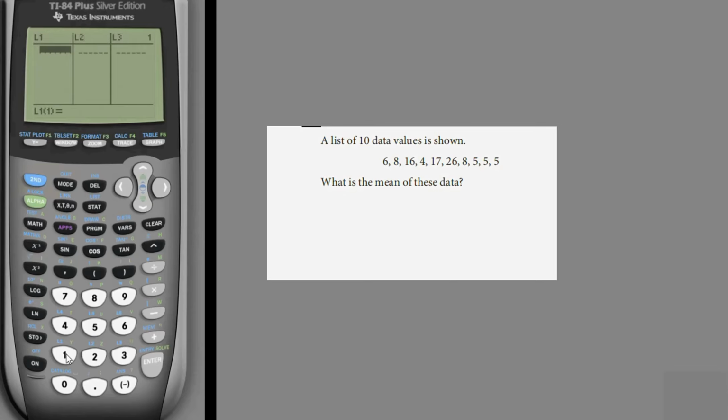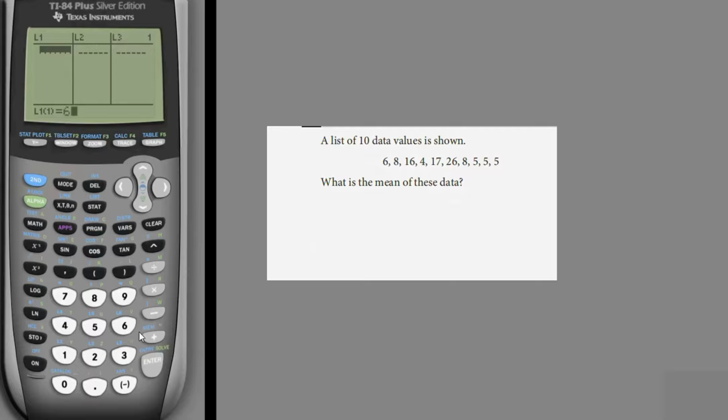Then let's input the values for list 1. We only have one list here. We would have made use of both list 1 and list 2 if we also had a frequency column, but since we have only a list of 10 data values, we're going to work with only one list, which is list 1. There's no frequency list. So let's input the values for list 1, which is the data we have below.